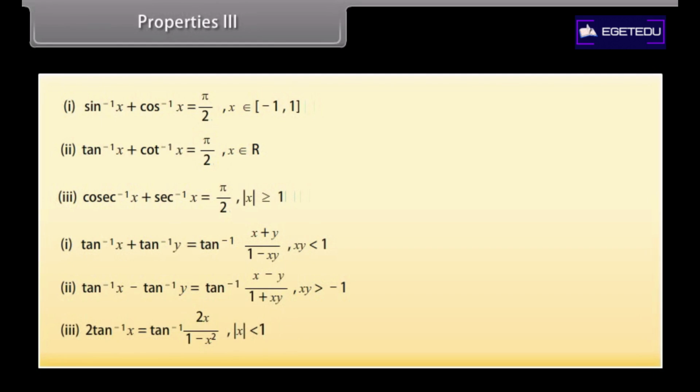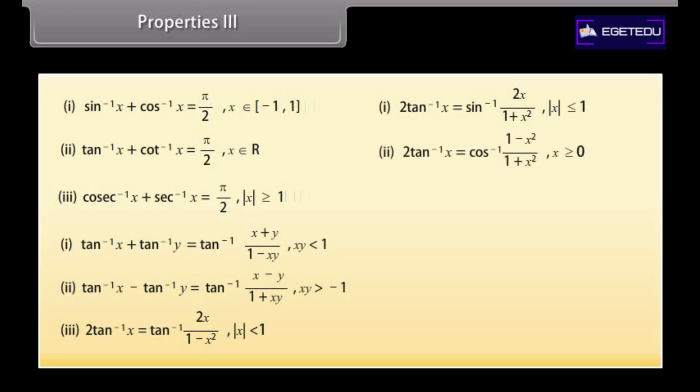2 tan inverse x is equal to tan inverse 2x plus 1 minus x square, modulus of x is less than 1. 2 tan inverse x is equal to sine inverse 2x by 1 plus x square, modulus of x is less than or equal to 1. 2 tan inverse x is equal to cos inverse 1 minus x square by 1 plus x square, x is greater than or equal to 0. 2 tan inverse x is equal to tan inverse 2x by 1 minus x square, minus 1 is less than x is less than 1.